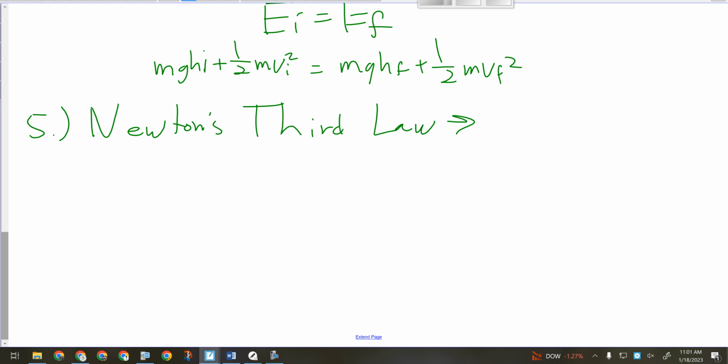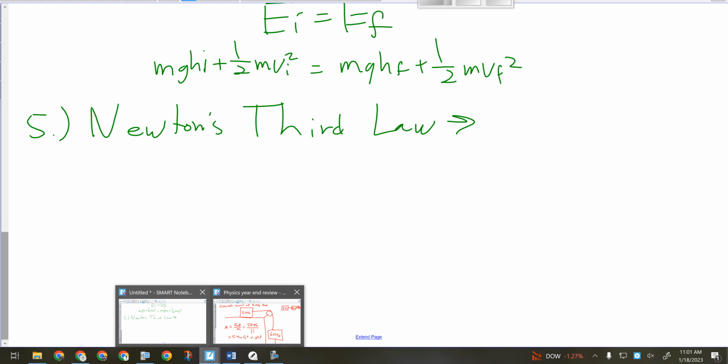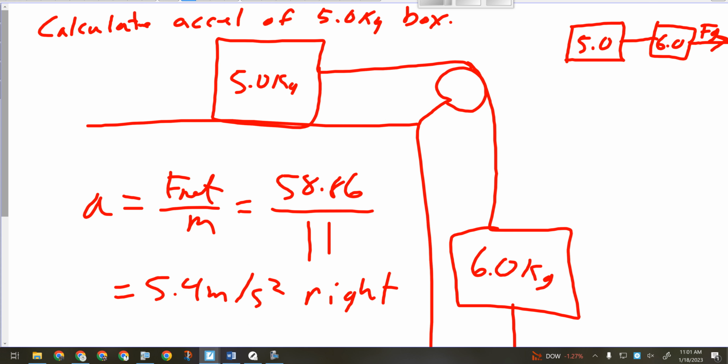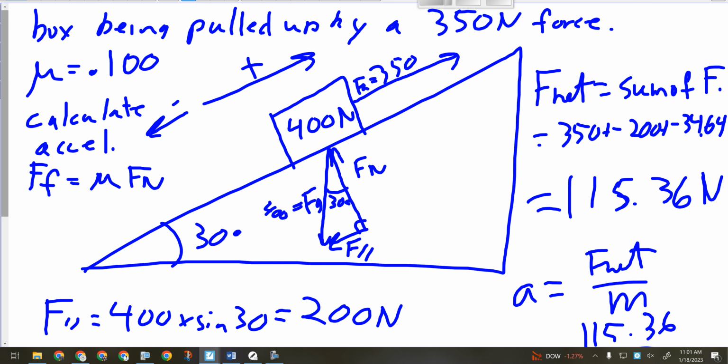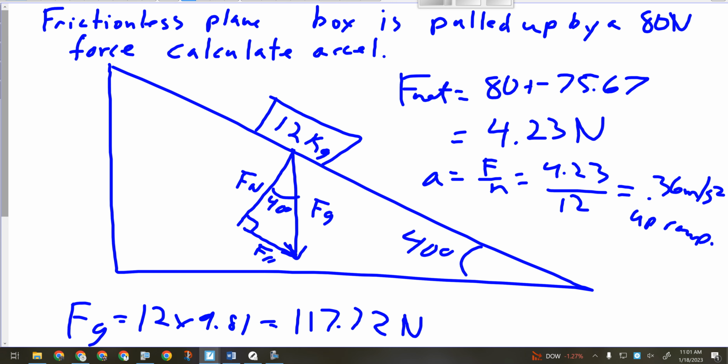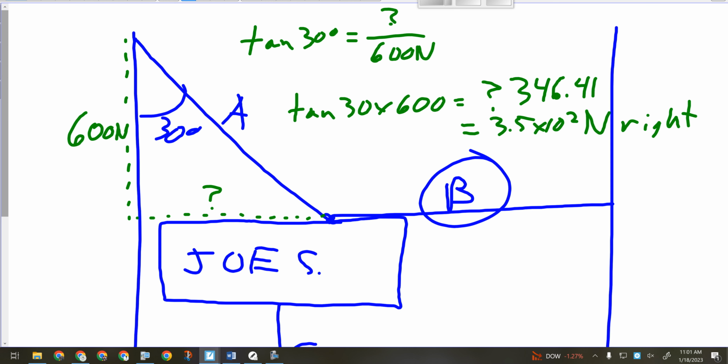Can we throw a few questions on the board? Can we do a work energy theorem question? Nope, that's a Newton's second law question. Yeah, I'll just make one up.